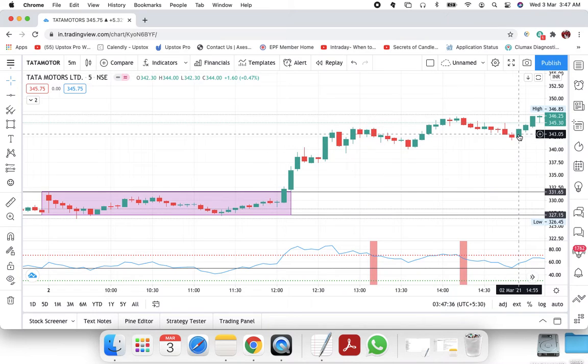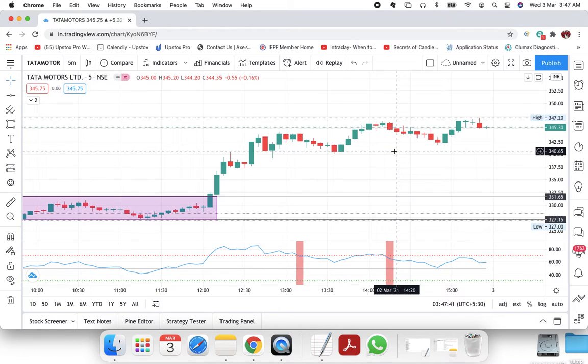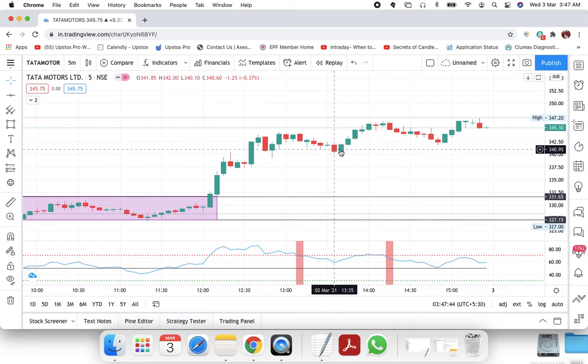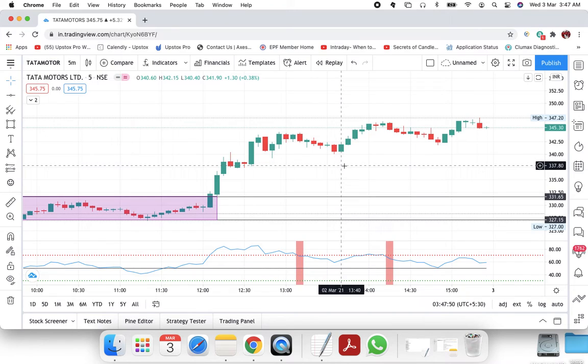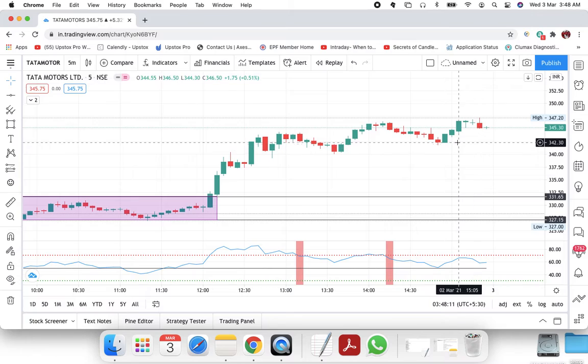So our trend keeps on going, and if you see, this is actually a correction kind of thing, but still all these levels do not break the previous candle low. So the trend is continuing. The moment you see the previous candle low is broken, then you can exit your trade.